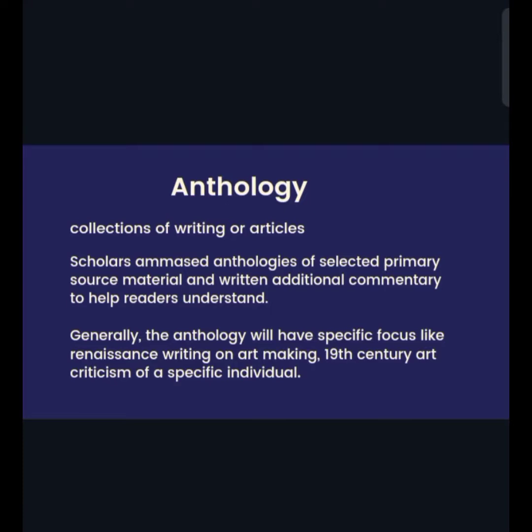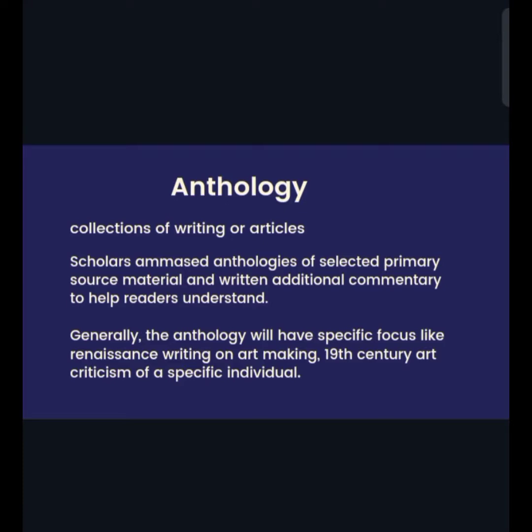Scholars have amassed anthologies of selected primary source material and written additional commentary to help the reader understand the meaning and context of the primary source material. Generally, the anthology will have a specific focus, like Renaissance writing on art making, or 19th century art criticism of a specific individual. Examples of these are books with the published letters of Vincent van Gogh to his brother, along with information about the artist.